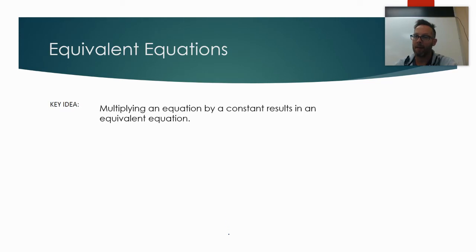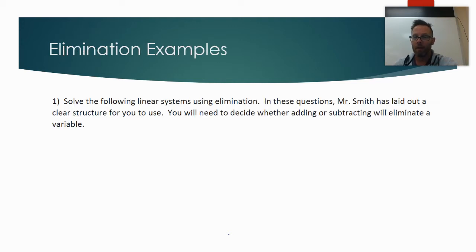That's our big idea that's going to help us moving forward with this new method. Multiplying an equation by a constant results in an equivalent equation. It looks different, but it's the same line. So now that we've shown that, let's proceed and see how we can use that. So we're going to dive right in with this new method, elimination.